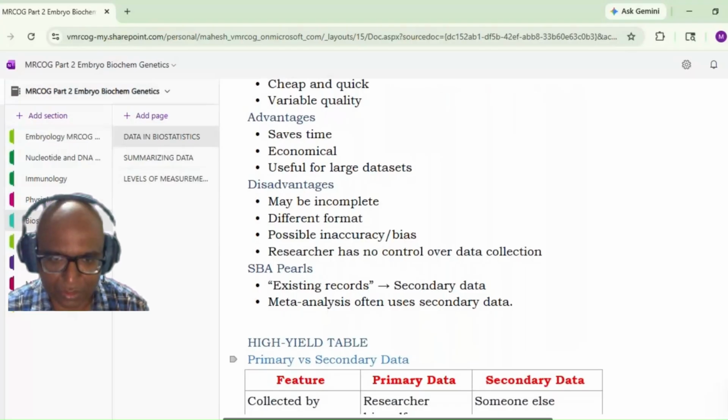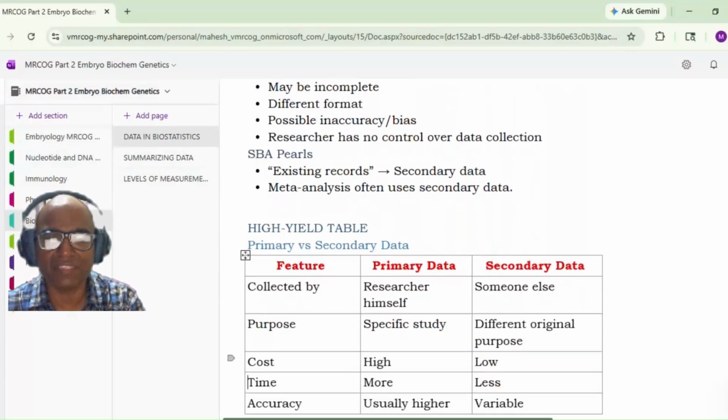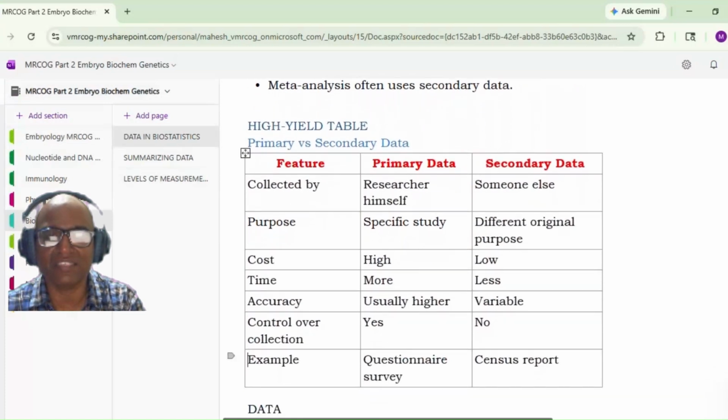a secondary data. Meta-analysis often uses secondary data, because meta-analysis is where we put all the studies together, and all the data in all the studies will be analyzed together. So it becomes a secondary data. Okay, so let's revise the difference between the primary data and the secondary data once again.